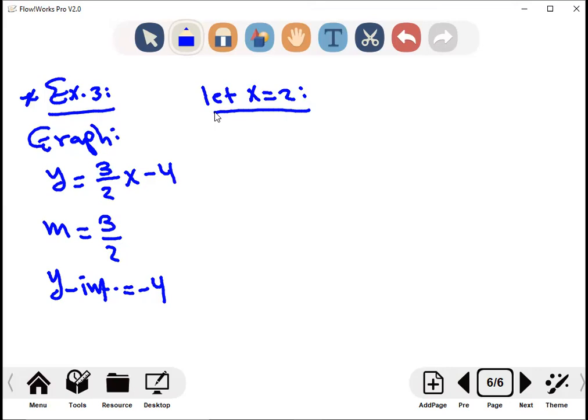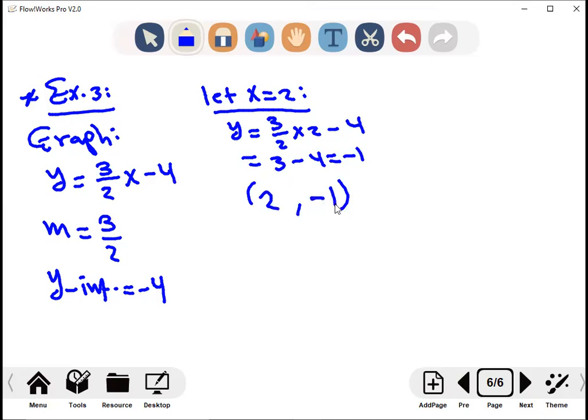So here let x equal 2. Find y. Y is how much? 3 over 2 multiplied by 2 is 3, minus 4, negative 1. Now I have another point, which is 2 and negative 1, x and y. And I have another point, negative 4 for y, and x should be what in the y-intercept? Always 0, right? So I have 2 points, and I have the slope, which means I can know what the line looks like. It should be increasing, right? So I'm ready for graphing.